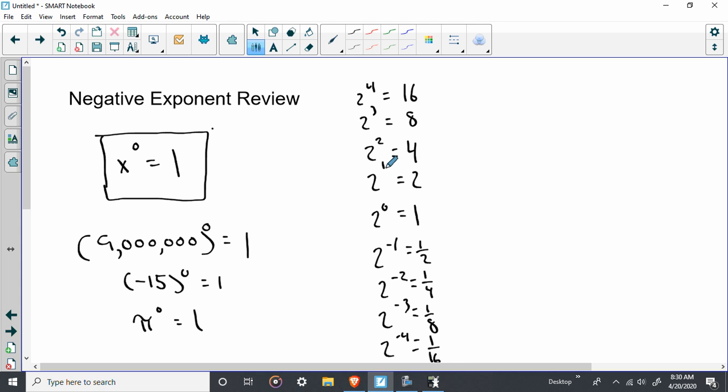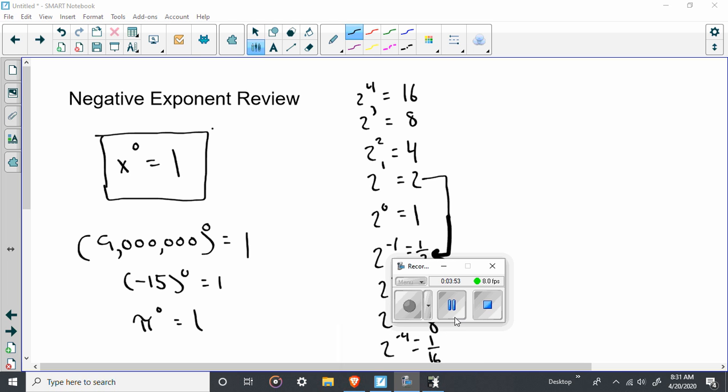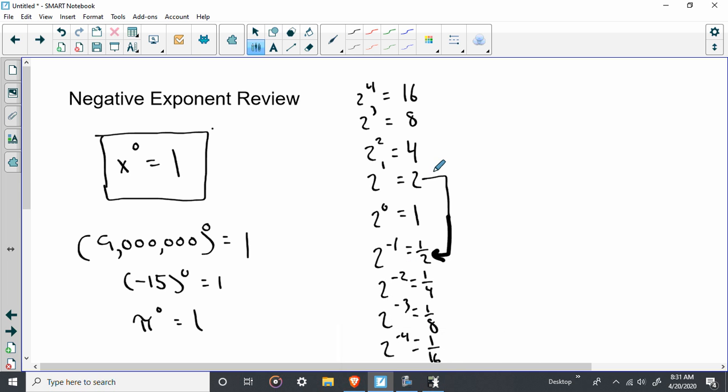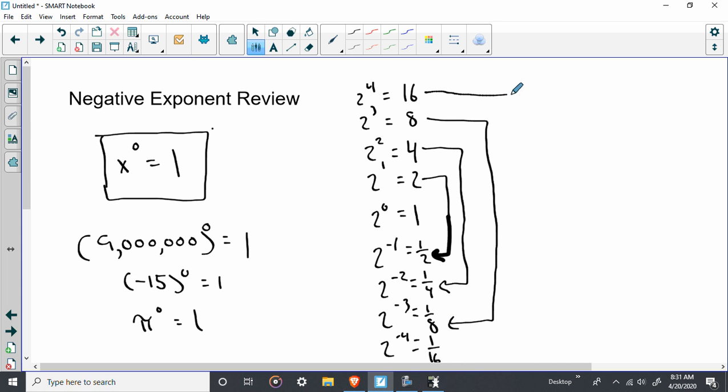2 to the first power was 2. 2 to the negative first power was 1/2. Again, 2 to the second power is 4. 2 to the negative second power is 1/4. 2 to the third power is 8. 2 to the negative third power is 1/8. 2 to the fourth power is 16. 2 to the negative fourth power is 1/16.